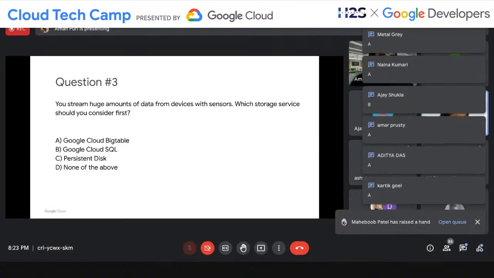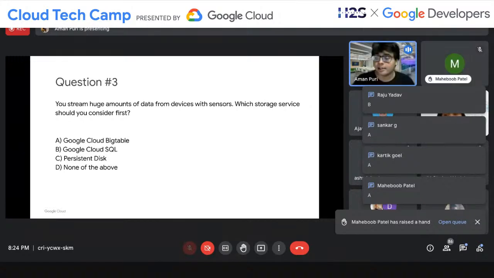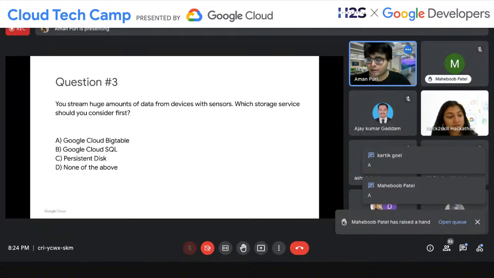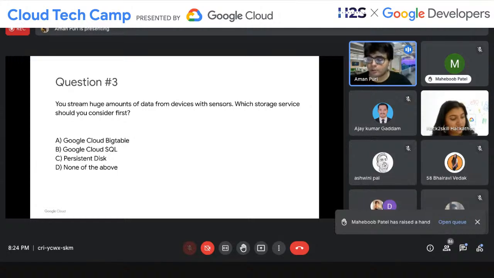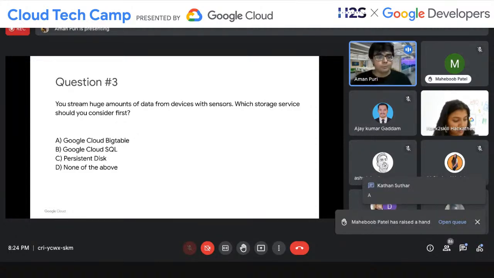This is a question which says that there is data which is coming from devices with sensors. Whenever such kind of data is coming with sensors, never consider using a relational database solution, because a relational database will not be able to handle that much huge volume of data. For such solutions, you need to go with a non-relational or semi-structured solution, which will help us here. So the answer to this question is option A. It is Bigtable. So kudos for that.